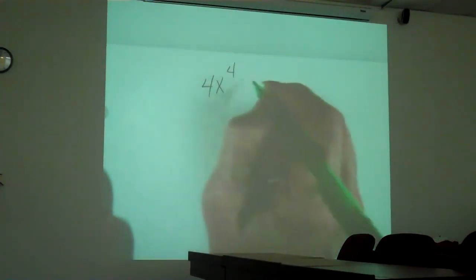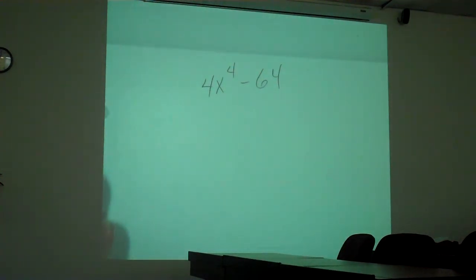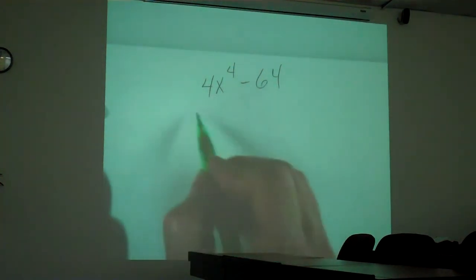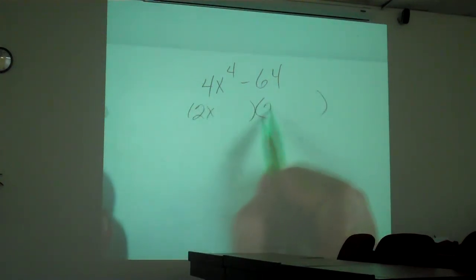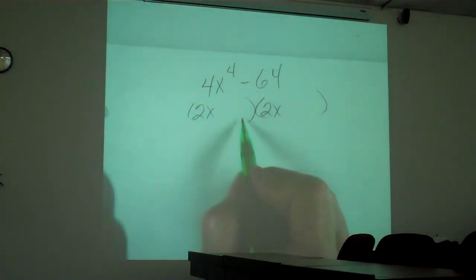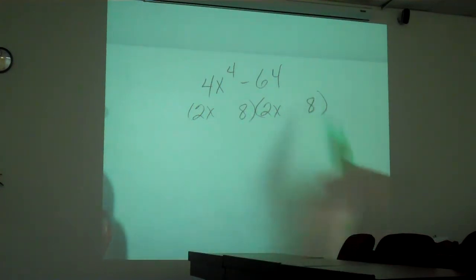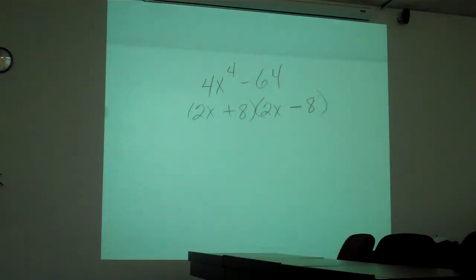Okay, let's do one: 4x to the 4th minus 64. Are those perfect squares? Yes, good deal. Okay, let's put them here. 2x and 2x, right? How about 64? Okay, so 2x plus and minus 8.